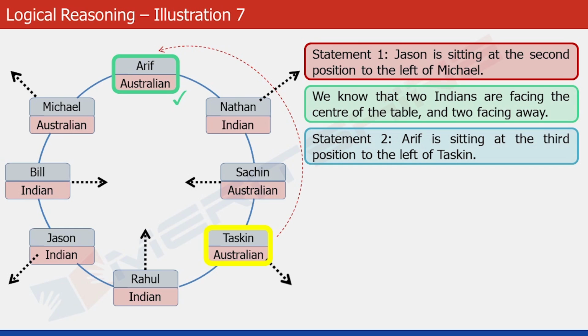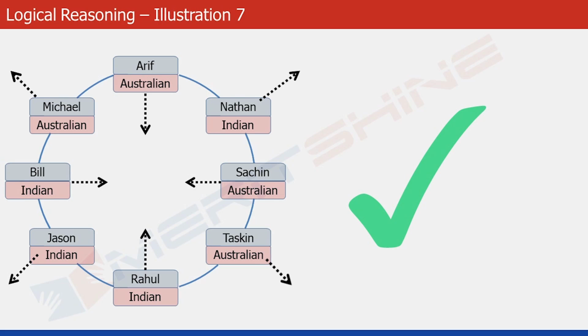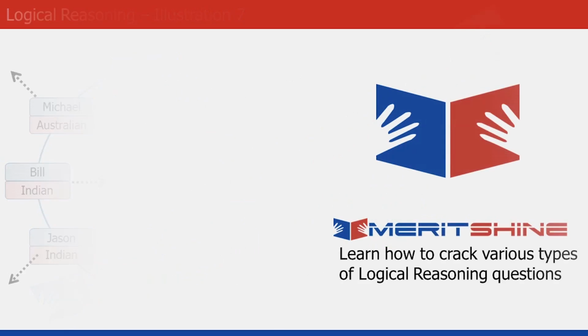And since out of the four Australians, two, Michael and Tuscan, are already facing away from the table and Sachin is facing the center of the table, Arif should be the second Australian who is facing the center of the table. So we mark an arrow like this. With this, we have figured out the exact seating arrangement of the 8 individuals.